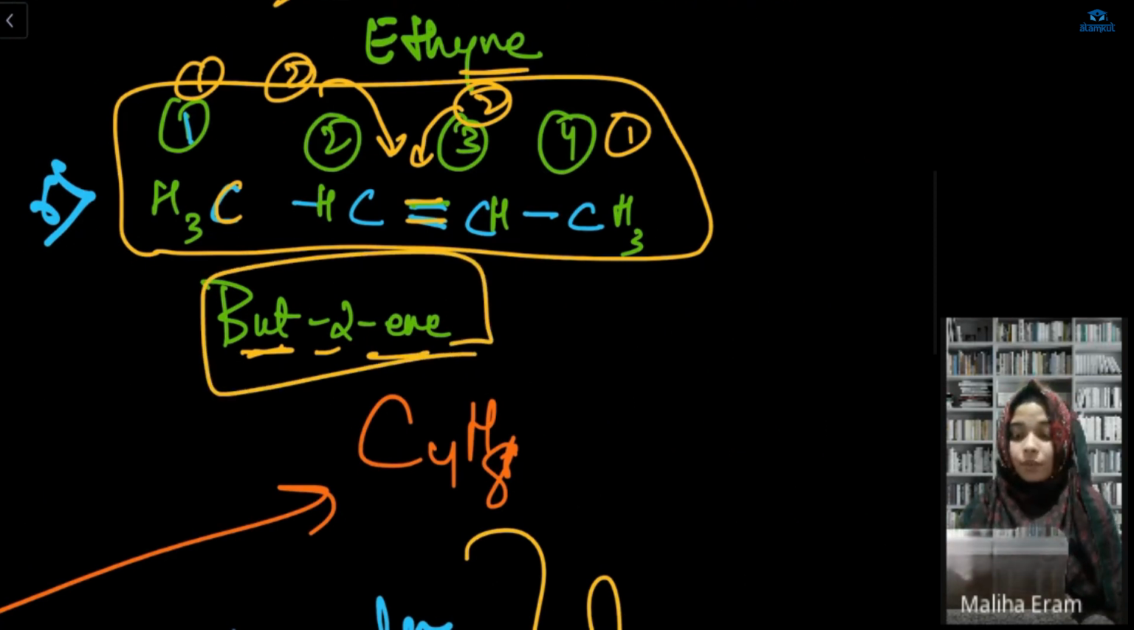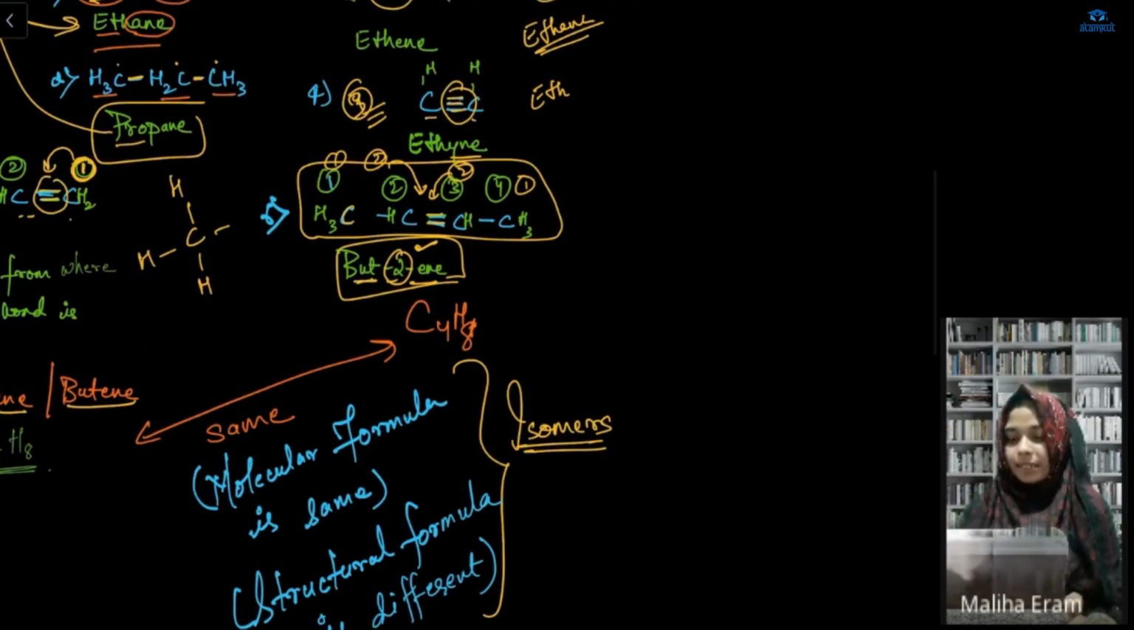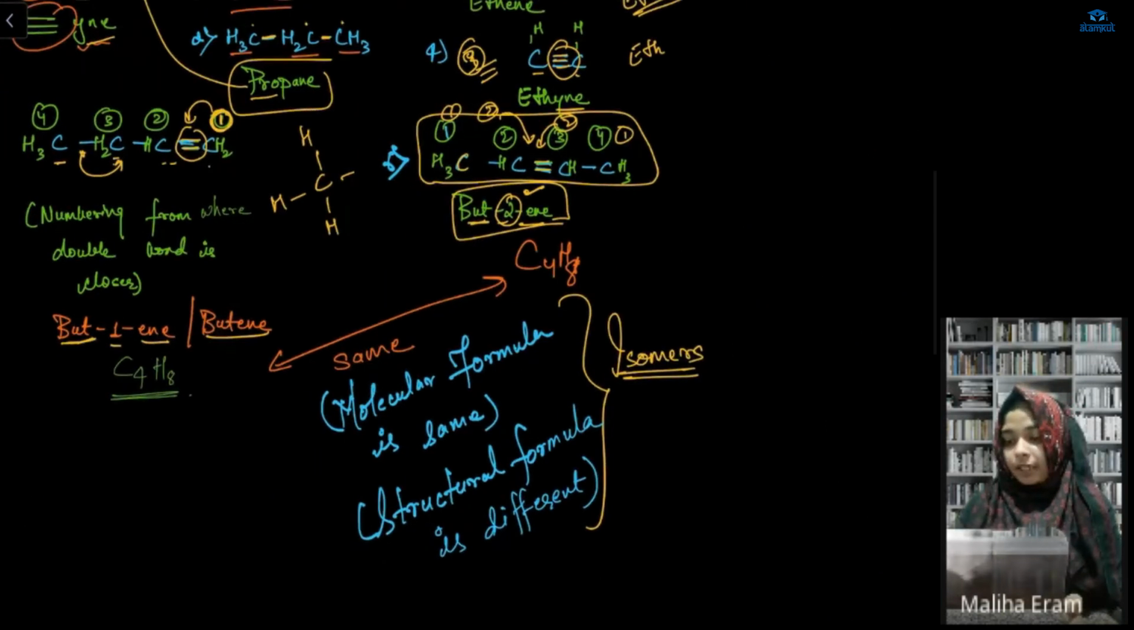But don't forget to write the number, because the number is very necessary. Why? Because in the numbering we are getting the double or the triple bond. So we have to write the number. Number is a must.